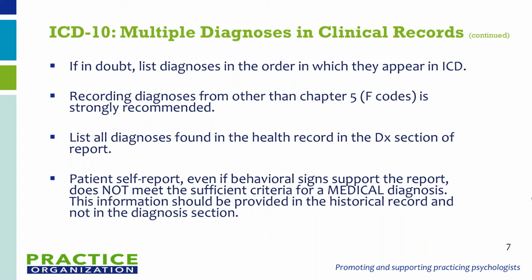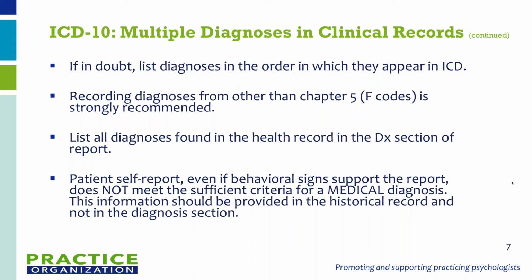This next couple points are critical. List all diagnoses found in the health record in the diagnostic section of the report. Towards the end of the report, or the beginning if you so choose, you have a section called Diagnoses. These different diagnoses need to be inserted. If it's in the existing health record and you have had opportunity to review it, those diagnoses need to be included in that part. However, the patient's self-report, even if behavioral signs support the report, does not meet the sufficient criteria as a medical or, if you will, a healthcare diagnosis.